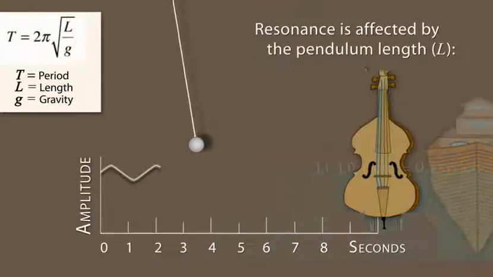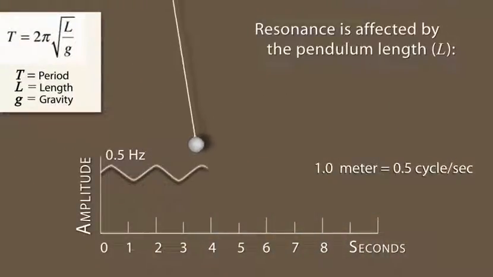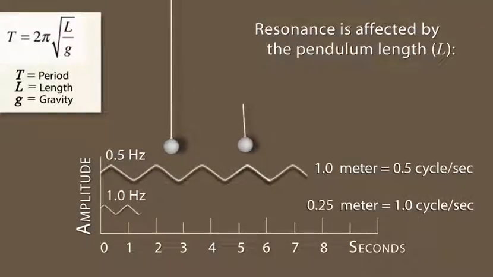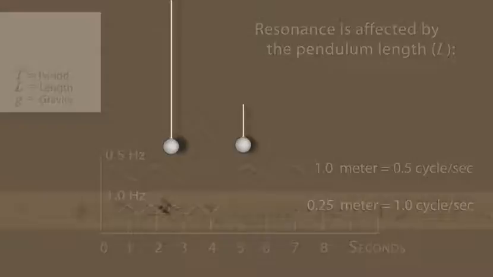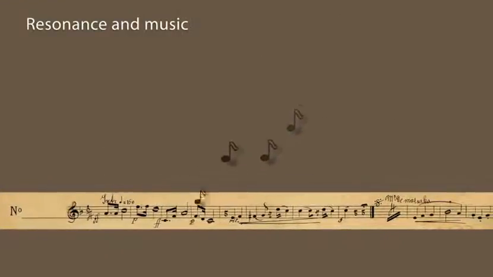For example, the resonant frequency of the 1 meter long pendulum is 1/2 of a hertz. If the string were 1/4 the length, it would vibrate at twice the frequency. Small amplitudes can be approximated by this equation using length and the gravity constant. Resonant systems can be used to generate vibrations of a specific frequency to create music.